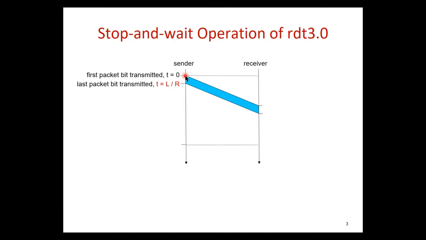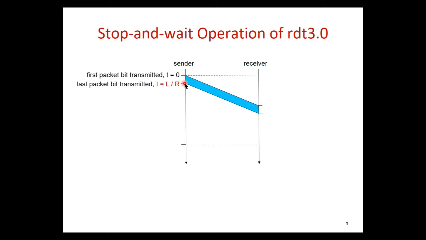Now after it has transmitted the first bit, it needs to transmit the next bit and so on, right? So it will take the transmission delay time, L divided by R, for the sender to finish the transmission. Okay, so after this amount of time, which is equal to the transmission delay, the last bit is transmitted. So the last bit is transmitted at this point in time.